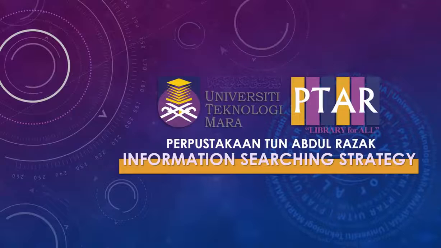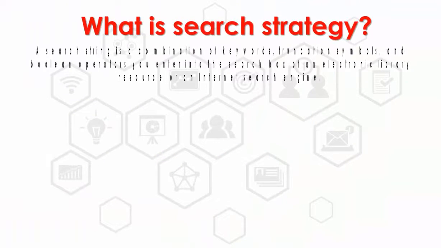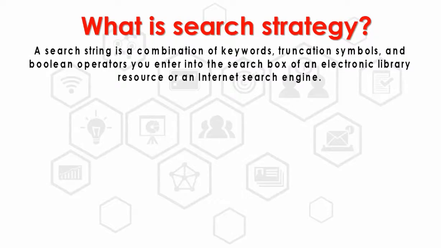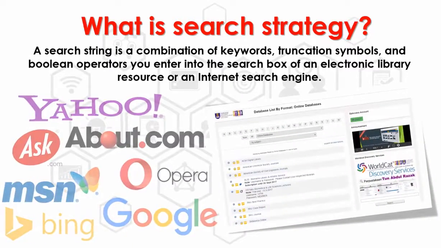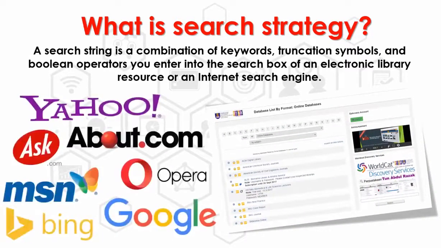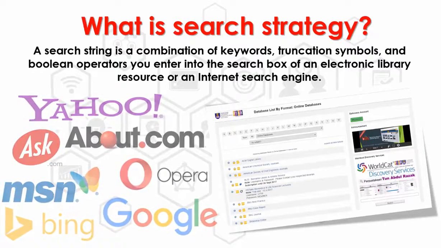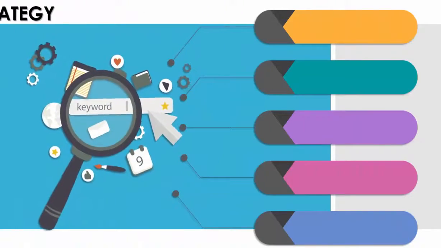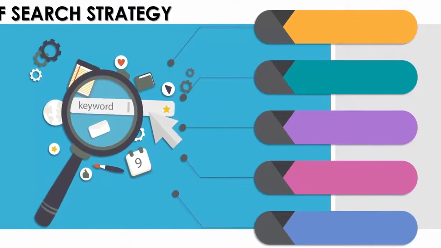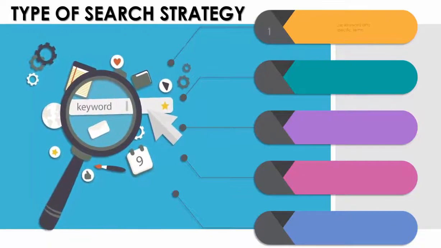Information searching strategy. What is a search strategy? A search string is a combination of keywords, truncation symbols, and Boolean operators you enter into the search box of an electronic library resource or an internet search engine. In order to retrieve the most relevant results, you need to use some type of effective search strategy.